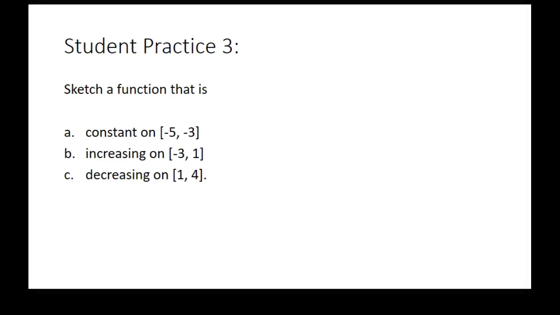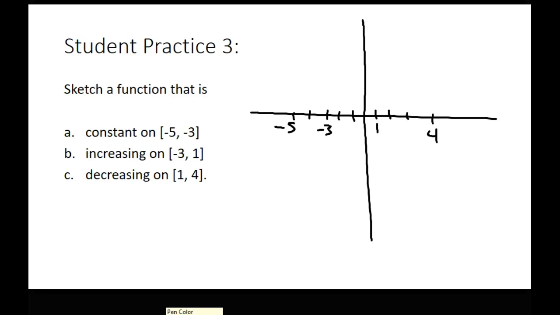Here's one for you guys. Draw me a graph that is constant on the interval from -5 to -3, increasing on the interval from -3 to 1, and then decreasing on the interval from 1 to 4. The interval here is from -5 to -3, so my graph's going to be doing one thing on that interval, and then for the next interval from -3 to 1, it's going to be doing another thing, and then from 1 to 4, it's going to be doing still another thing. So let's see what those things are.